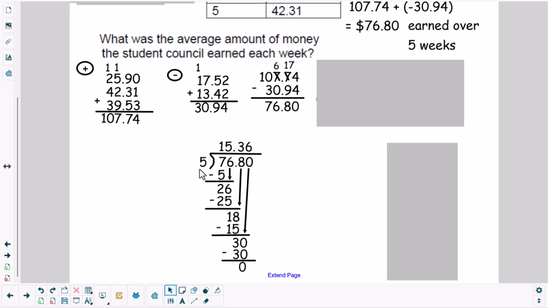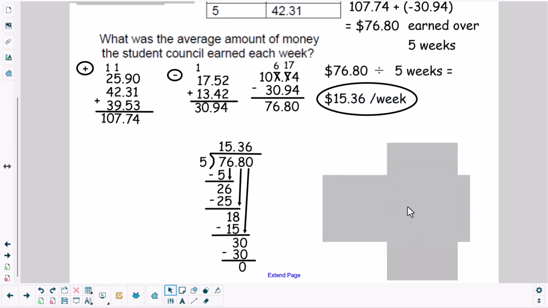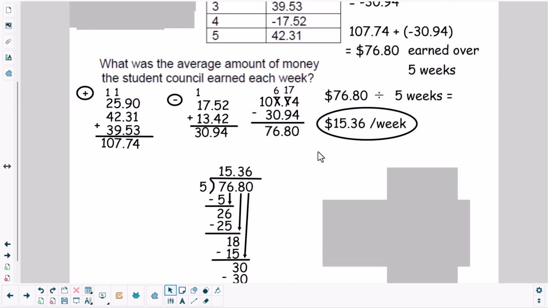$76.80 divided by 5. 5 goes into 7 one time to get us 5. 7 minus 5 is 2, bring down the 6. 5 goes into 26 5 times to get us 25. 26 minus 25 is 1, bring down the 8. 5 goes into 18 3 times to get us 15. 18 minus 15 is 3, bring down the 0. And 5 goes into 30 exactly 6 times. That will then get us a remainder of 0. So we could say that our average amount of earnings is $15.36 per week, or for each week.